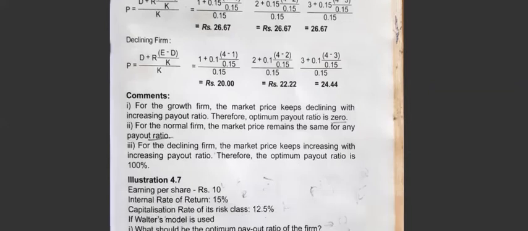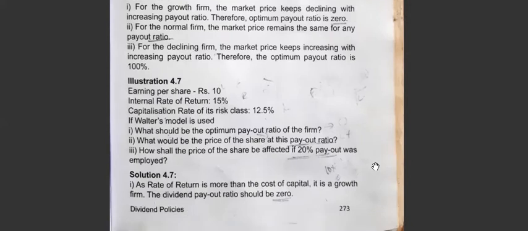If it is a growth firm, the market price keeps declining with the increasing payout ratio. Therefore, the optimum payout ratio is 0. So as per Walter, he says that he should not give dividend for the growth firm. Normal firm, the market price remains the same. For declining firm, the market price keeps on increasing with the increase in payout ratio. So what is the optimum payout ratio for the declining firm? It is 100%.